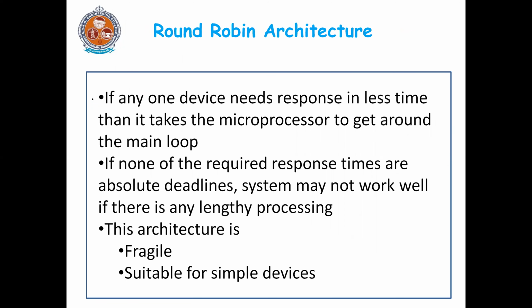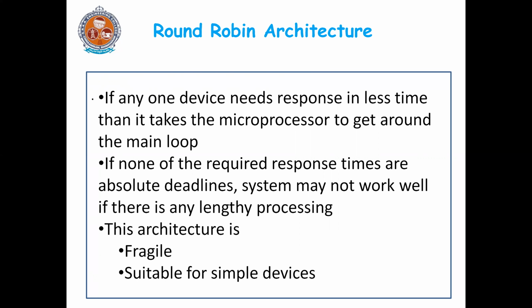Whenever we are considering this round robin architecture, there is one worst case. Suppose any one device needs a response in less time than it takes the microprocessor to get around the loop. Then we have a problem. For example, if A and B take 5 milliseconds, then the processor won't always get to device Z quickly.